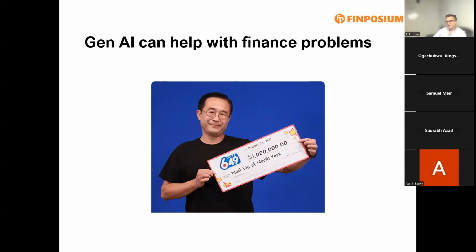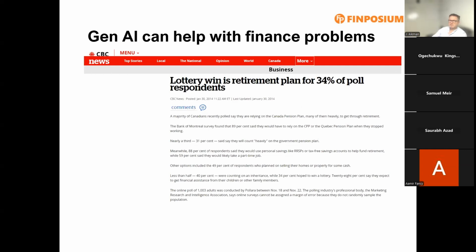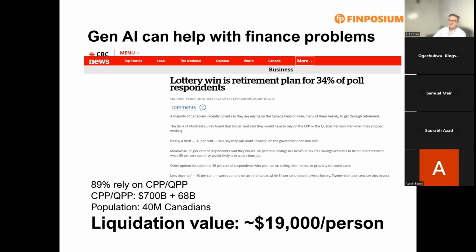And so the issue is, in many cases, people make bad financial decisions, particularly with regard to their retirement. Again, this is just a number from the CBC. Lottery win is a retirement plan for 34% of poll respondents. So 34% of Canadians who actually responded to this said that they're going to win the lottery. That's how they're going to retire. That's not going to work because people just aren't saving enough.